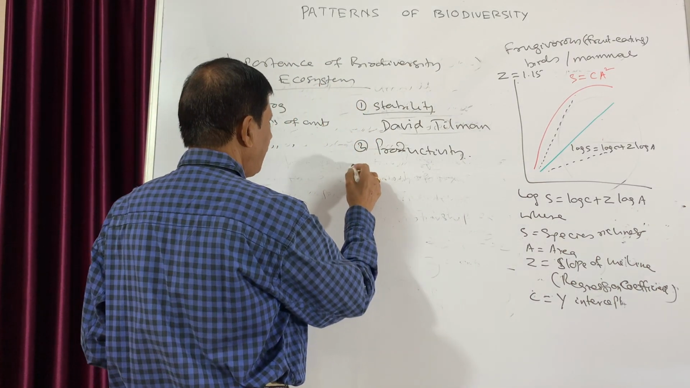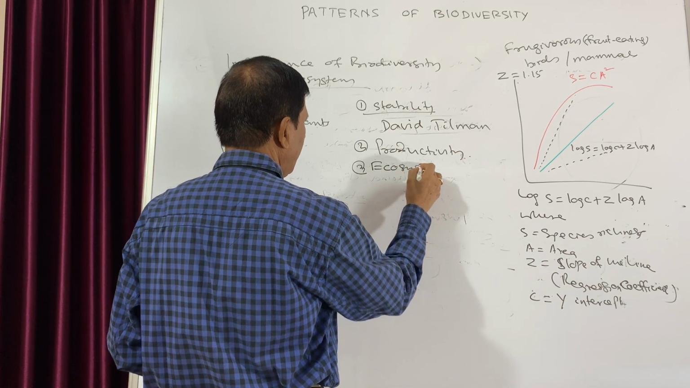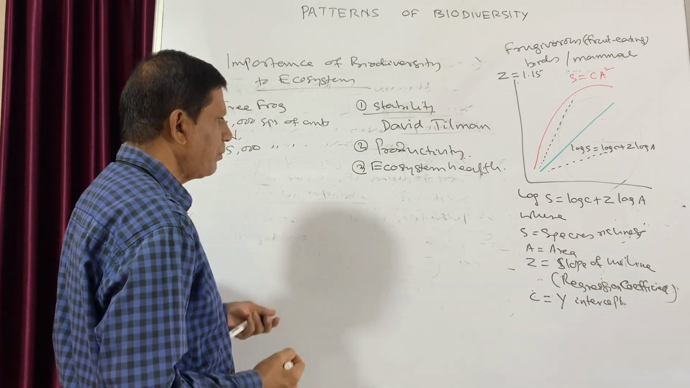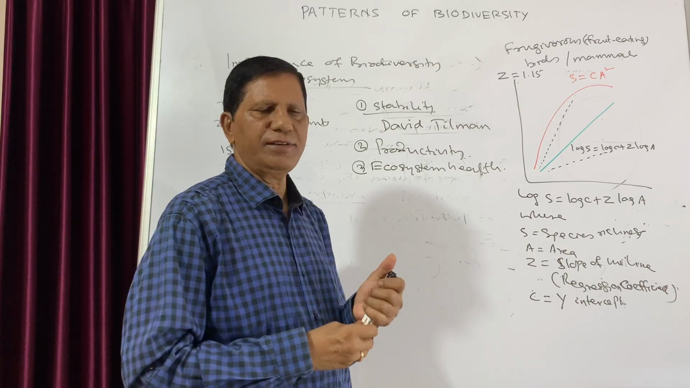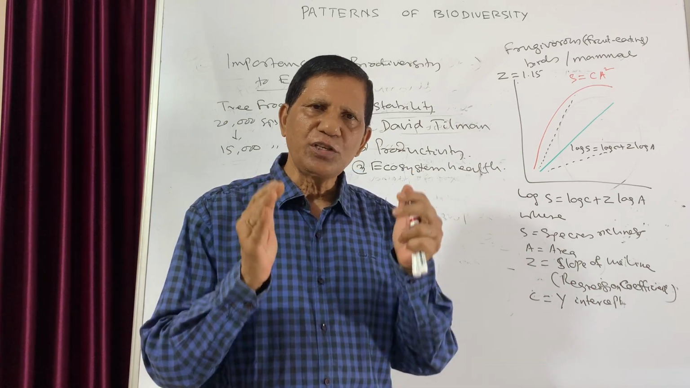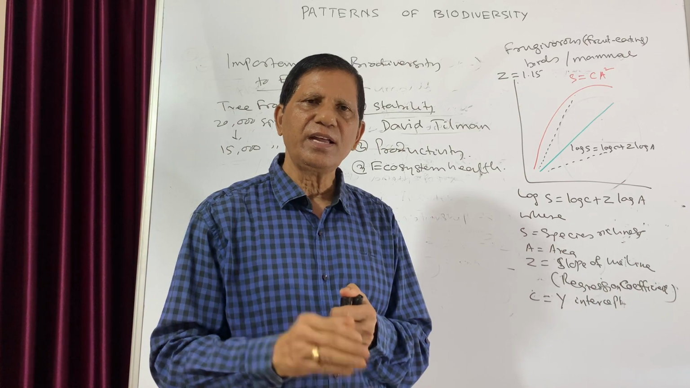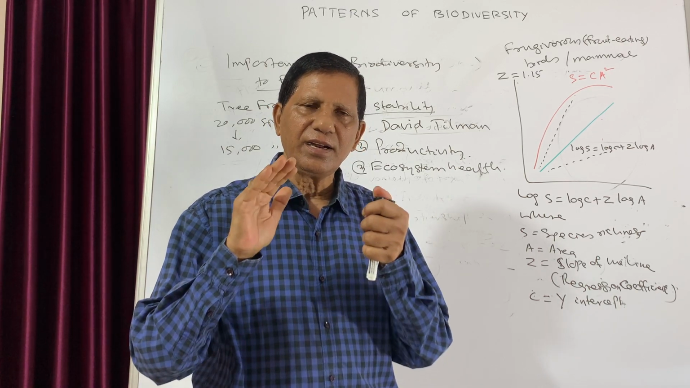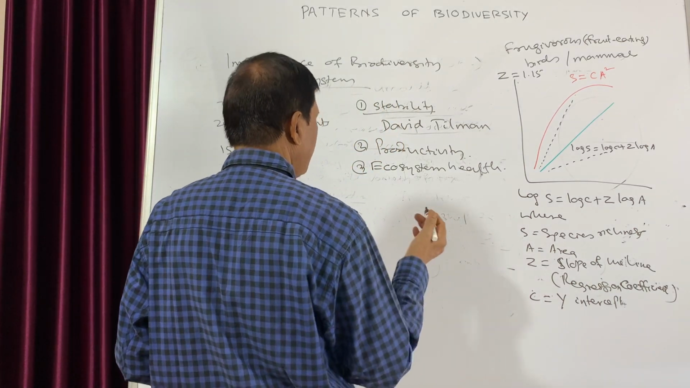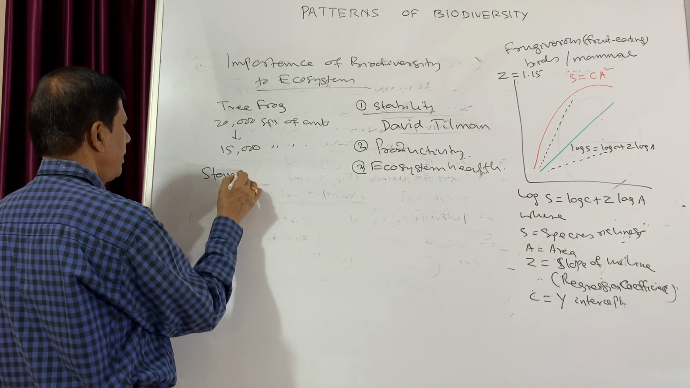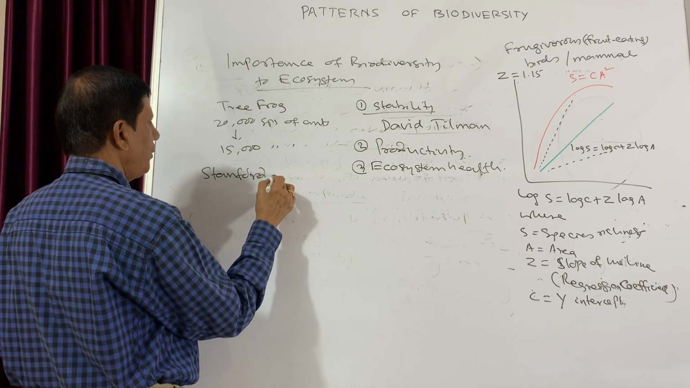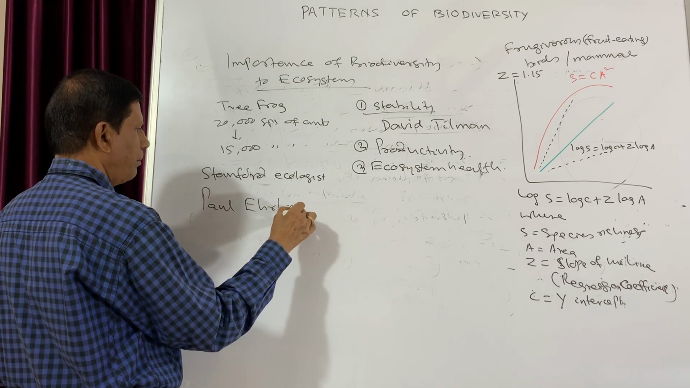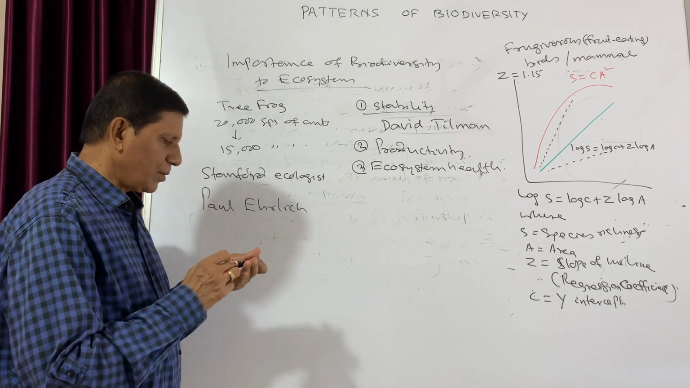And the third point is ecosystem health. This is one of the very important points. That means if some of the species become extinct from one ecosystem, then what will be its effect on that ecosystem? This has been very clearly explained by the Stanford ecologist Paul Ehrlich. Now, how did he explain it?